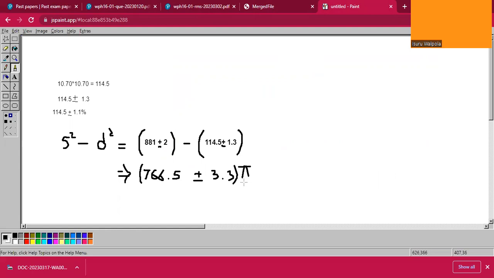Pi by 4. Now, you don't need to be a math genius to understand that this pi by 4 affects this and affects this also. So you multiply those and see what the case is. Now, pi by 4, that's 3.125 divided by 4, times 766.5 gives me 598.8. Now I'm ready to round to 3 SF because this is my final answer. 599, plus or minus 3.3.